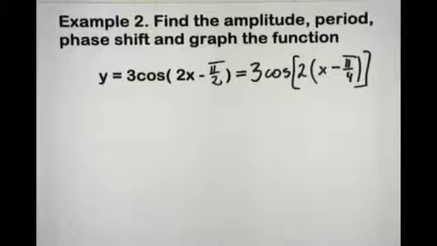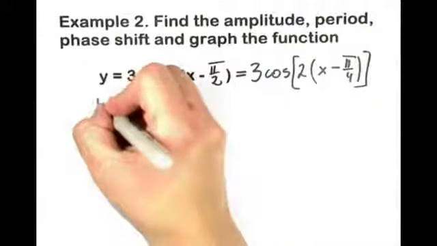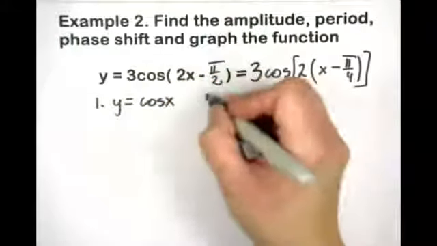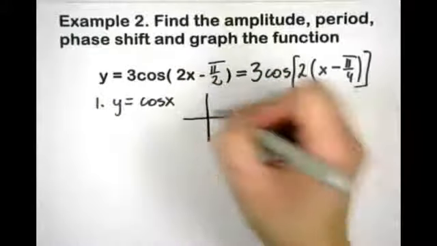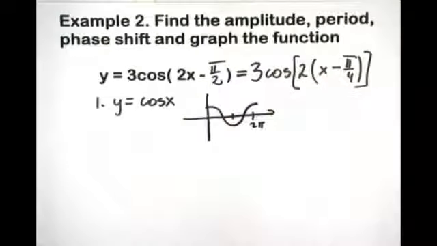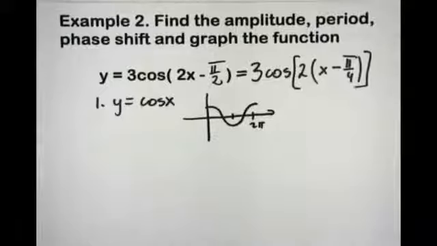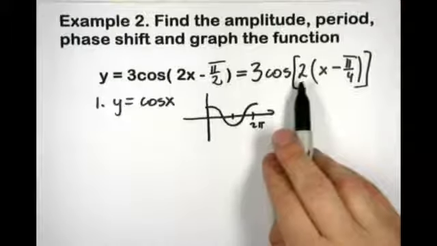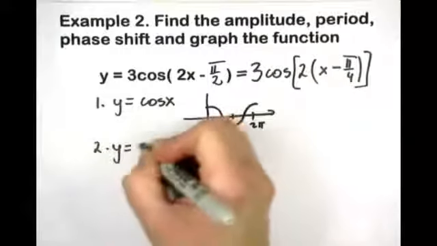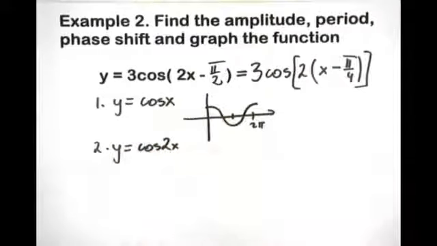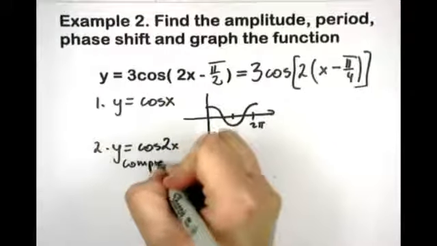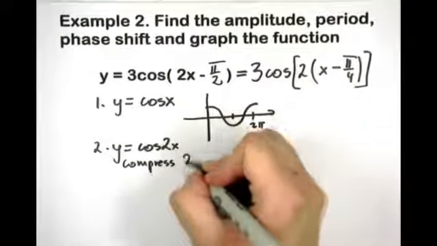So we need to make a plan to graph this function. Number 1, y equals cos x. The graph of the cos function has the V shape, 2 pi, and here is pi. Now number 2, we're going to graph y equals cos 2x. So then we compress it twice.